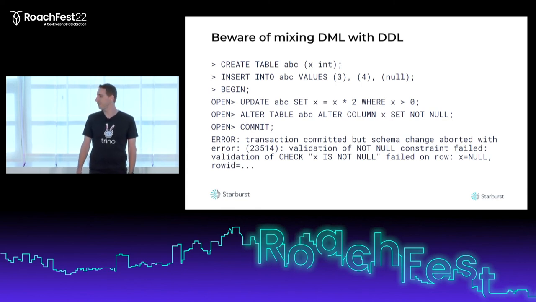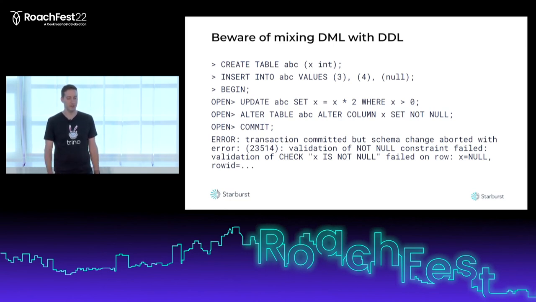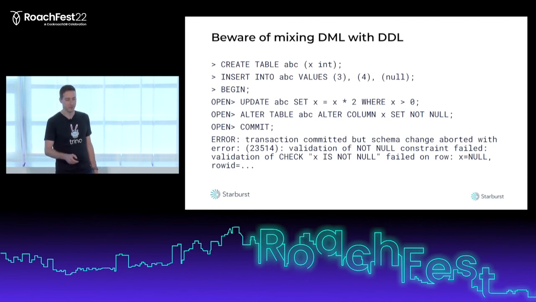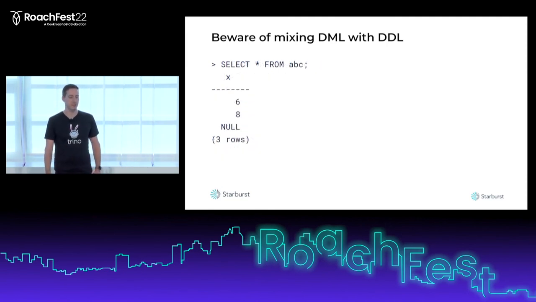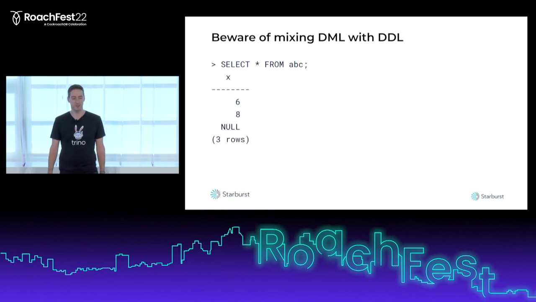And of course, this fails because one of the values is null, so the not null constraint can't be added to the table. We get this interesting error message that maybe you've seen, transaction committed, but schema change aborted with error. Okay, so what actually happened here? So we select from the table, and we see that the update statement actually ran. It updated our values, but the constraint obviously was not added because there was a null value.